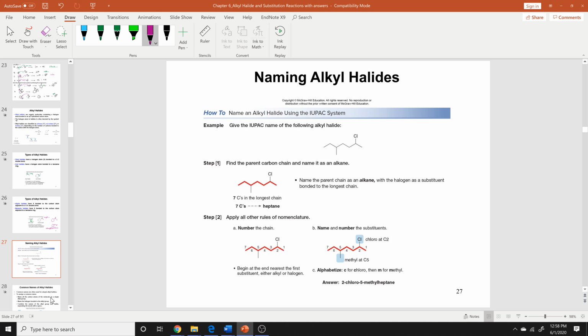So let's continue over here with a brief revision of naming alkyl halides. They're going to follow the same rules of naming alkanes.